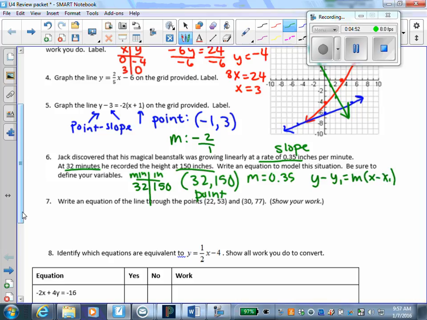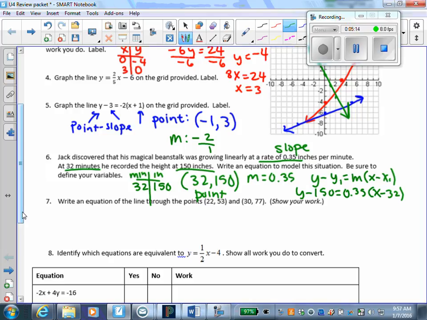Oh, I can hardly reach that far. Okay, so I'm just going to plug in my values. It's going to be y minus 150 equals 0.35 times x minus, my cord doesn't go that far, 32. There, okay. And that's my equation.